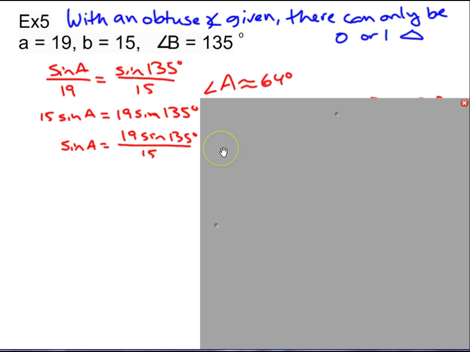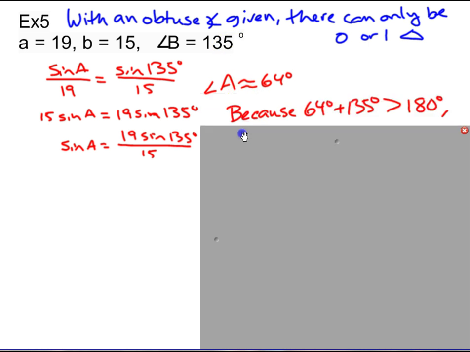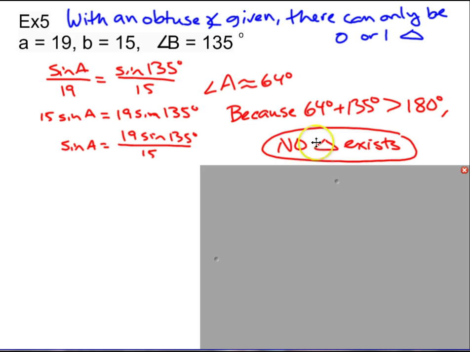Now you have to do some analysis here. Can we have a triangle that has 64 degrees and 135 degrees? Hopefully you recognize that, wait a second, that's too much. That would not fit in 180. Because 64 degrees plus 135 degrees is bigger than 180, no triangles exist. Remember, our choices here are either 0 or 1. And in this case, it's 0.